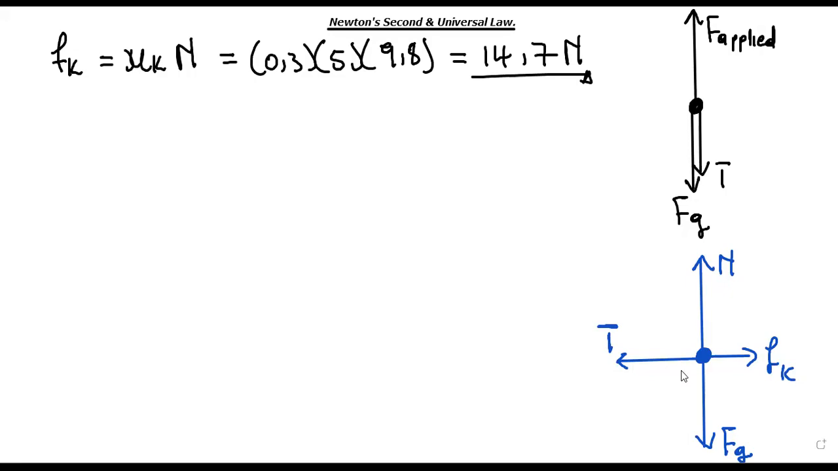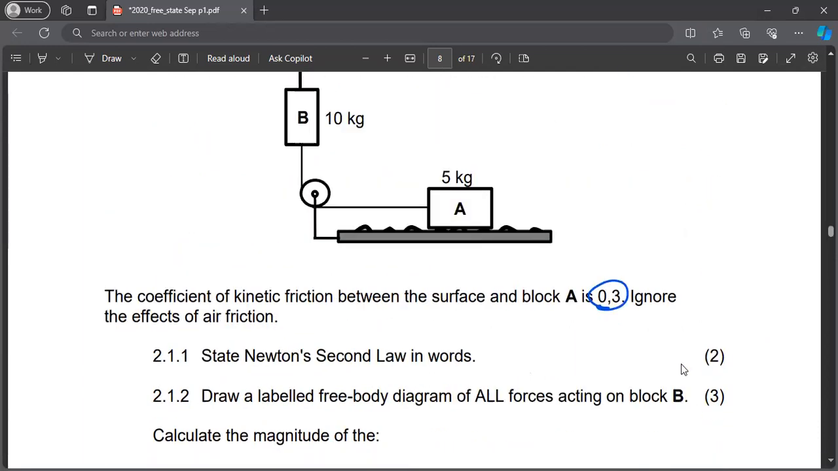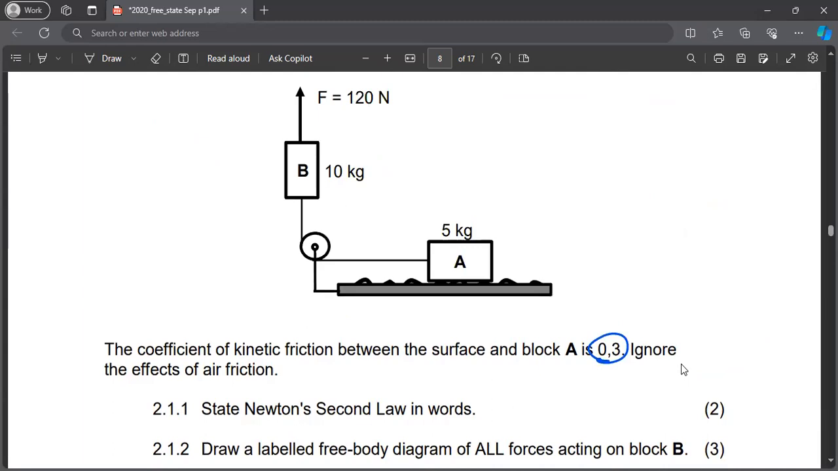Then from this point, the next question says, calculate the magnitude of the tension that is acting on block B. Do you see that? So one thing you must know is that since the two blocks are connected, they have the same tension force. Now, every time you have two blocks which are connected by a string or a rope, you have to know that in order for you to find the tension, you need to start by finding the acceleration first. And the only way to do so is to use simultaneous equations.